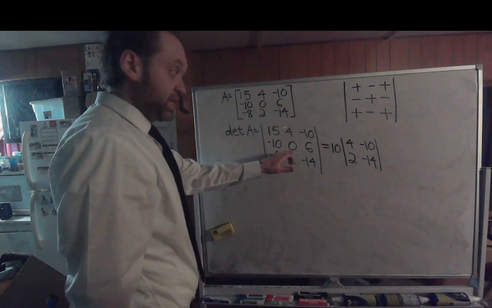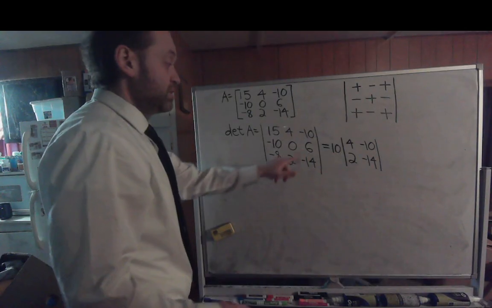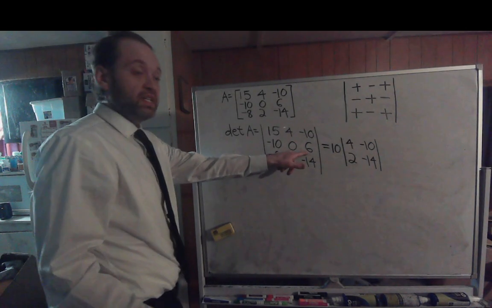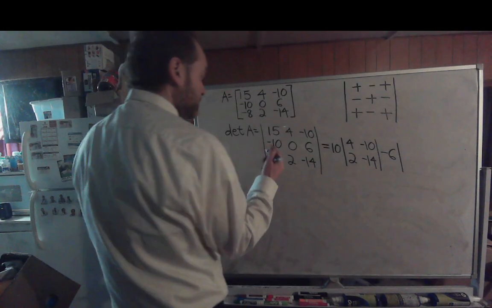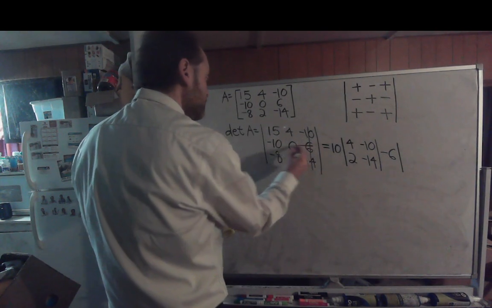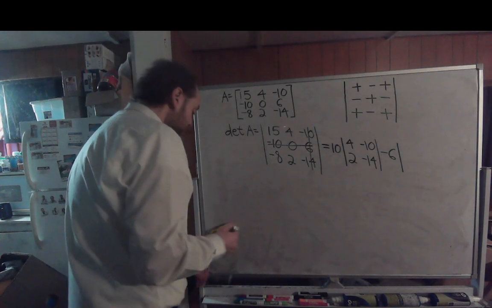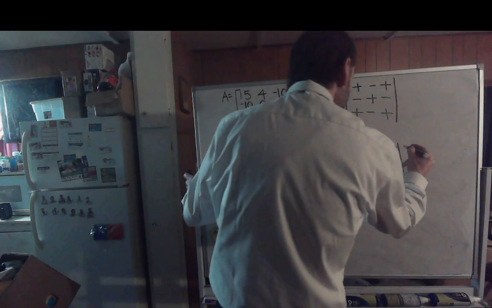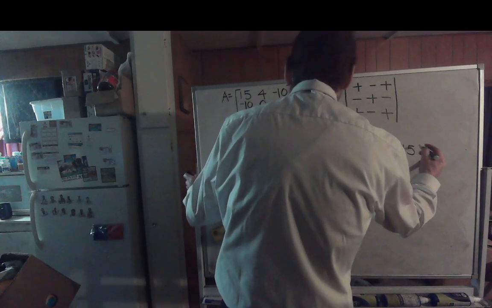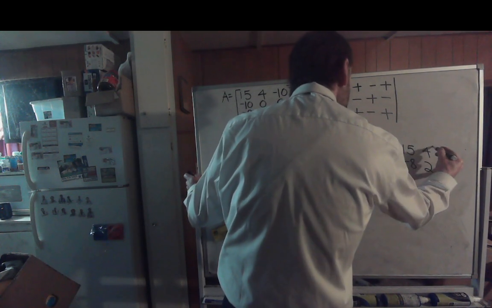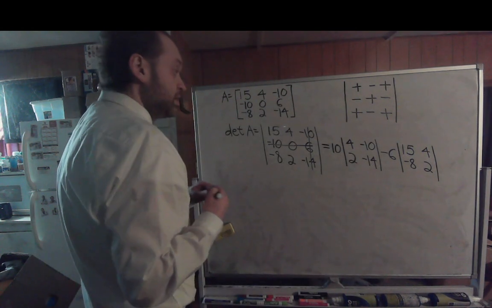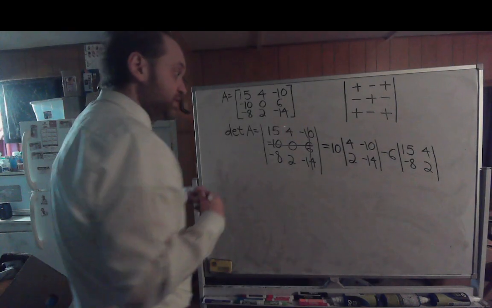Alright, so 0 times anything is 0, but let's deal with that 6. So I have a positive 6, but according to my coefficient matrix, I need to take a negative times that, so that would give me minus 6 times whatever's left over. So strike out the column and the row that it lies in. There's the determinant of what's left. So that would be 15, 4, negative 8, and 2.